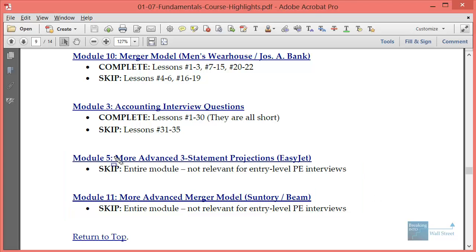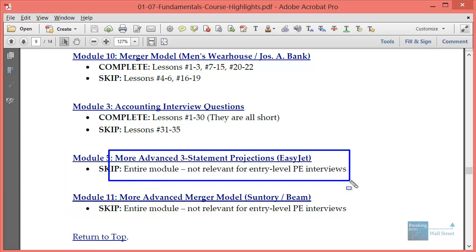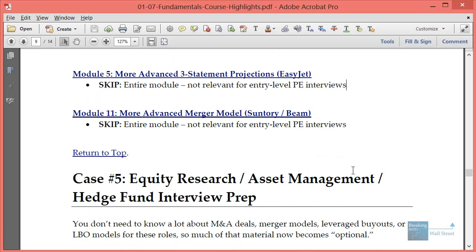And then the one on more advanced 3-statement projections, this is really more relevant for hedge funds and asset management and equity research and anyone else that has to deal with 3-statement projections and evaluating how a company is using its capital. But generally speaking, you're not quite as focused on this in private equity. And also, this is very industry specific. It's very specific to airlines, so not quite as useful for more generalist private equity interviews. That's our study plan there.